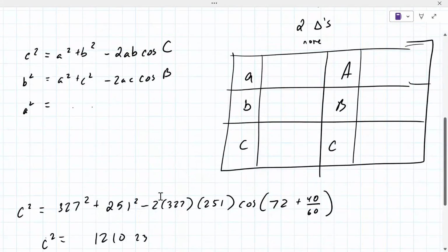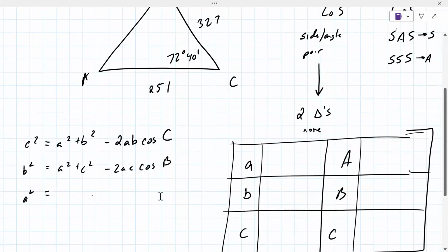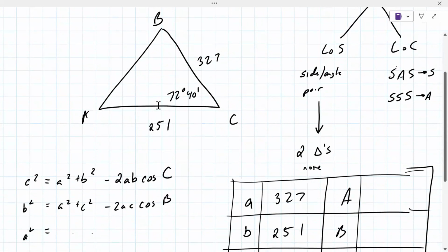All right, so now that's what I was talking about, like filling in the table. This is 327, this is 251, and this is now 348. So you should only use law of cosines one time. Then, because now you have a side and an angle pair, you should switch back to law of sines.